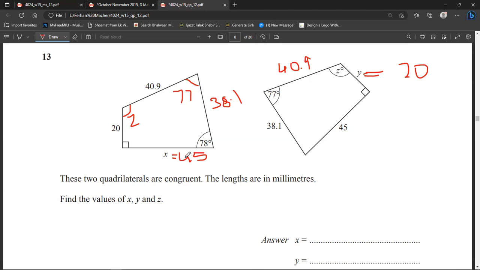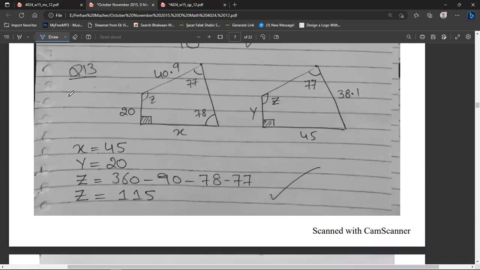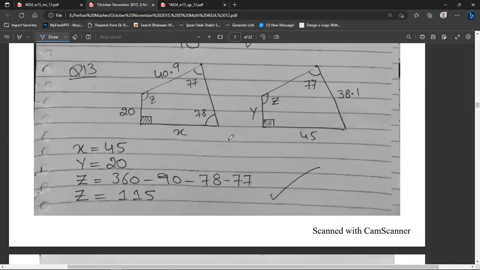So the z will be: z plus 90 plus 78 plus 77 equals 360, because of the sum of the internal angles. Here you can see I have put them in the same orientation, then it becomes very easy. So the y will be 20, the x will be 45, and the z will be 360 minus 90 minus 78 minus 77, and that will be 115. 45, 20, and 115. I hope you understand how I have done this.